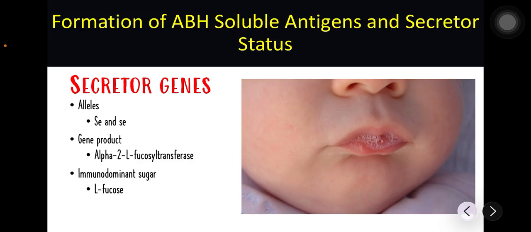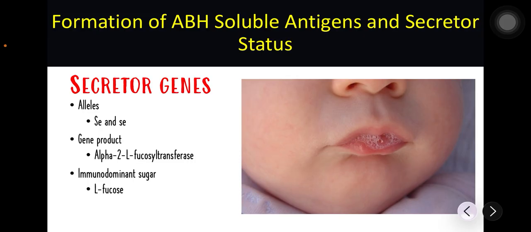So in a secretor, the SE gene codes for the enzyme alpha 2-L-fucosyltransferase, which adds the sugar L-fucose to the type 1 precursor chain. This creates a soluble H substance. Once this H base is present, the individual's ABO genes can then add their specific immunodominant sugars, N-acetyl-D-galactosamine for A specificity or D-galactose for B specificity, to create soluble A or B antigens.